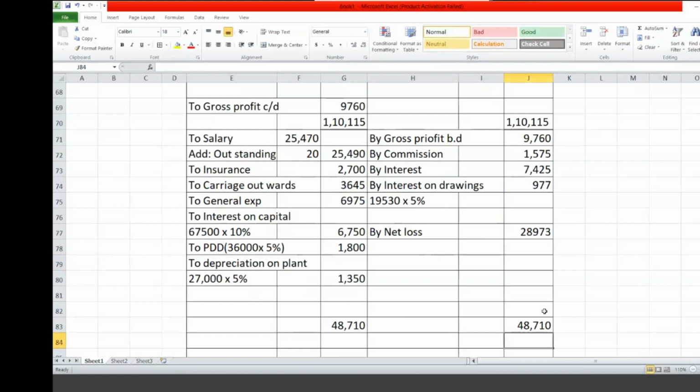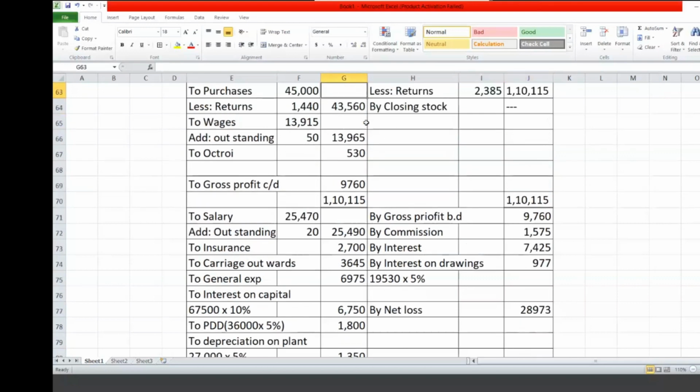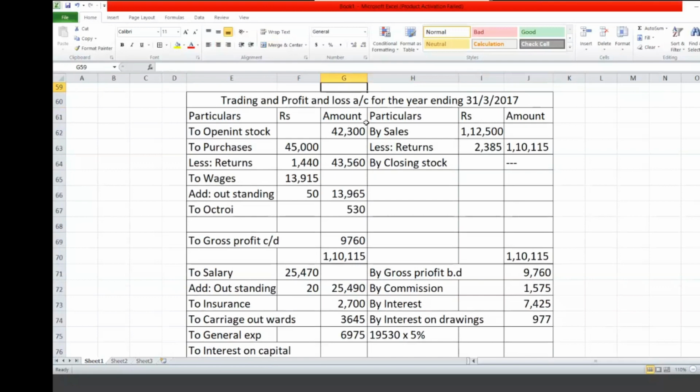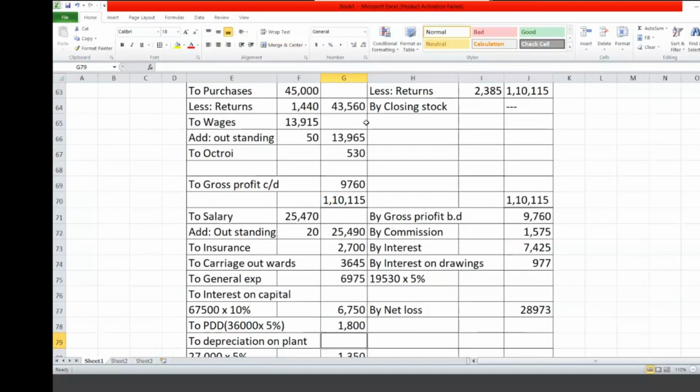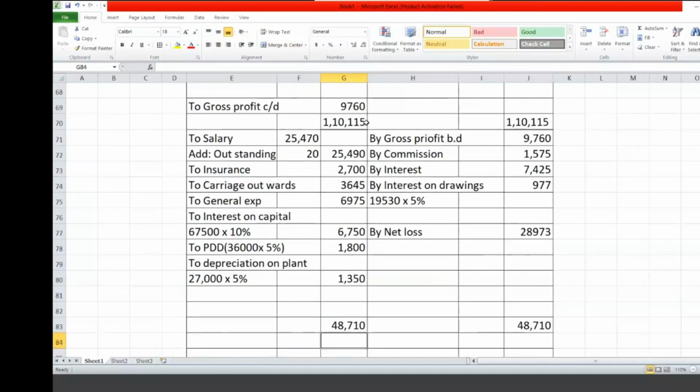All of you check the question once again. I'll show you the trading account once again. Please check it. Yeah, trading account, profit and loss account. Clear? Now let's move on to the balance sheet.